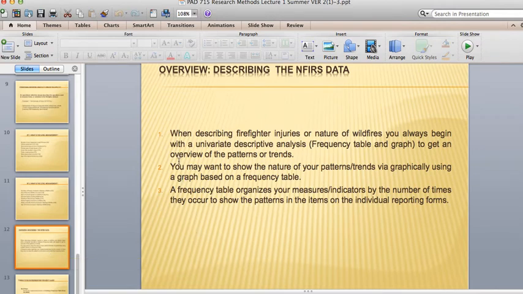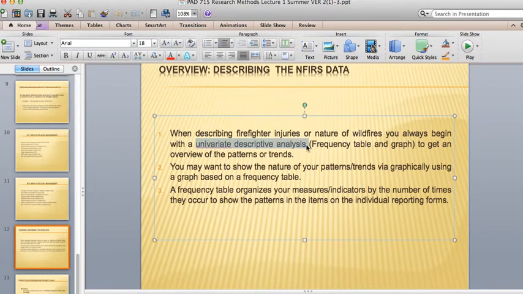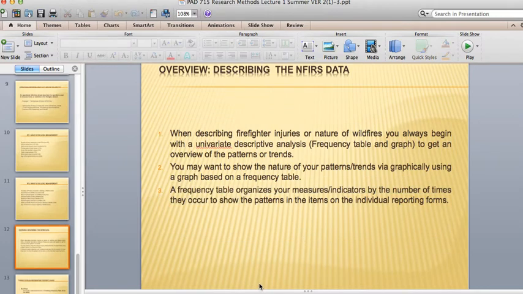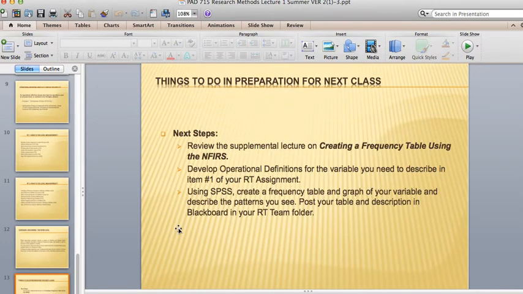Just a quick overview of what we talked about here. We're always going to begin with a descriptive analysis before we get into explanatory. The idea of using descriptive research methods is to identify patterns in the information that's been collected and typically show it graphically. And the graph is typically based on a frequency table. So just a few things.